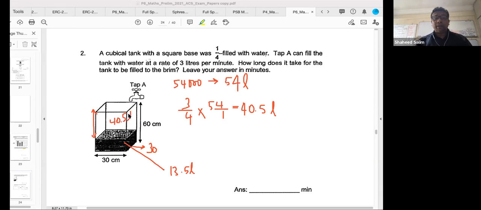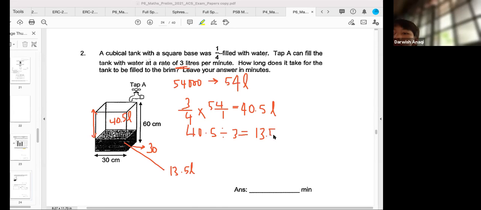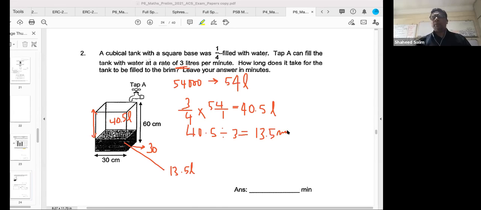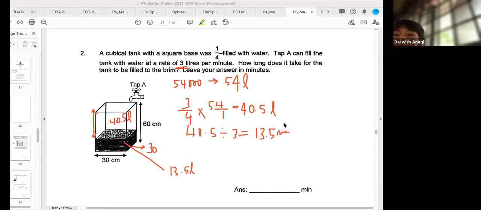How long will it take? Well, they tell you 3 liters 1 minute. So take 40.5 divided by 3. And what do you get? You get 13.5 minutes. Are we okay? Carissa, can? Not too tough, not too tough. You need to be careful.